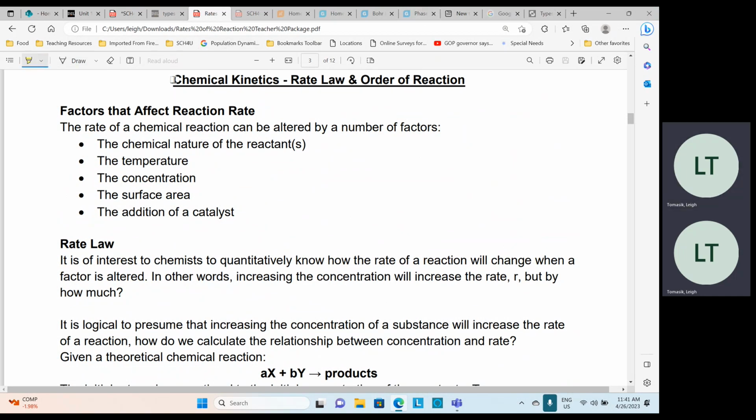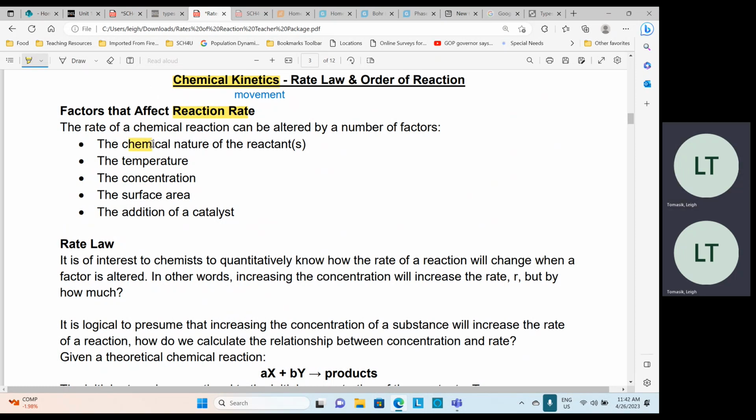why reactions might be faster or slower. So we're going to talk about chemical kinetics. Okay, remember, kinetics is all about movement. The word kinetic implies movement. So we're going to talk about the movement of chemicals and how they might affect the rate of a chemical reaction. So the rate of the chemical reaction can be altered by a number of factors.